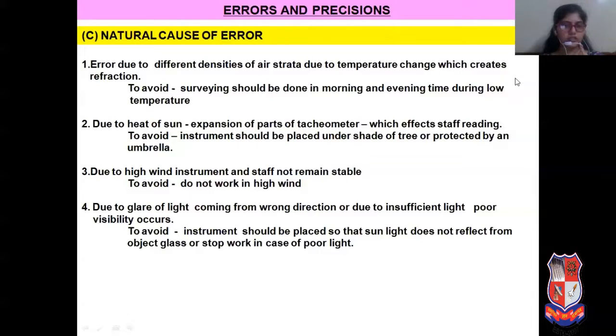Due to high wind, the instrument and staff do not remain stable. To avoid this error, do not work in high wind. Due to glare of light coming from the wrong direction or due to insufficient light, poor visibility occurs. To avoid this error, instruments should be placed so that sunlight does not reflect from the object glass, or stop work in case of poor light.